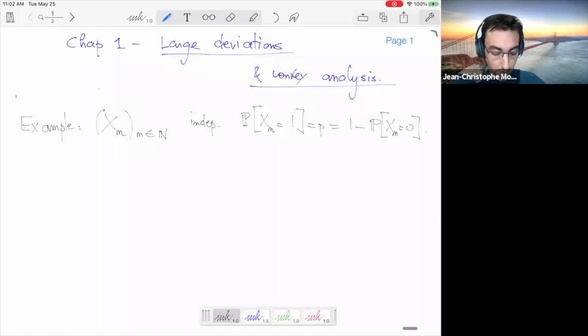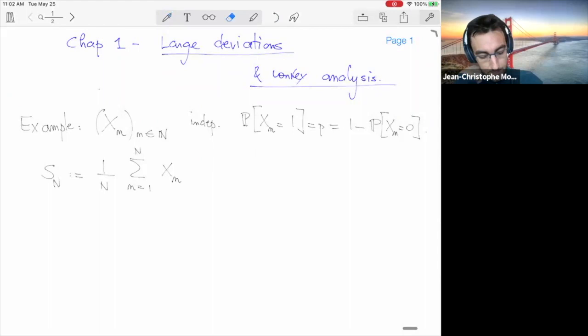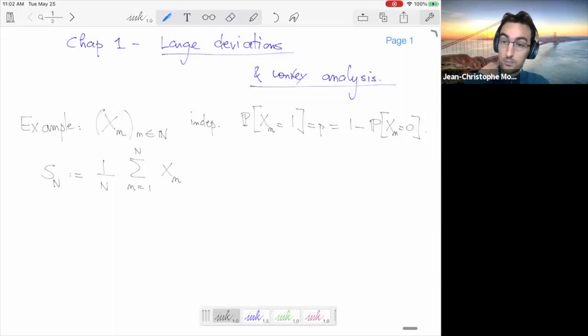sum, I'm going to write the sum S capital N, so 1 over n sum little n from 1 to capital N of xn. This we know converges almost surely to p as n goes to infinity. And the question large deviation asks is, before we are at the limit, how does the probability that Sn is equal to something other than p behave? So surely it will go to zero, but can we specify exactly how?